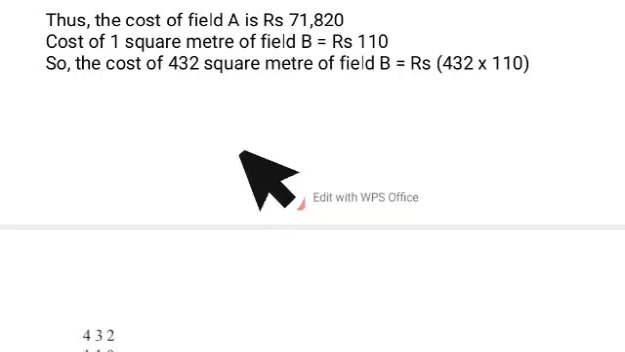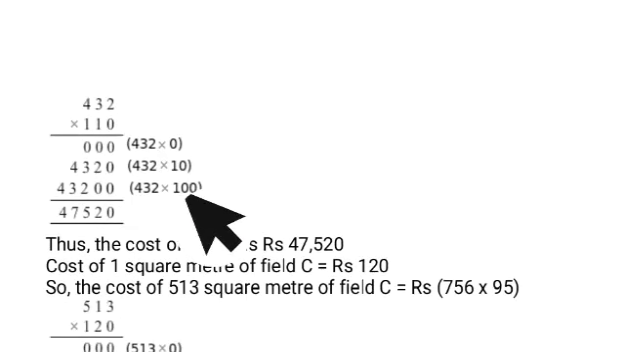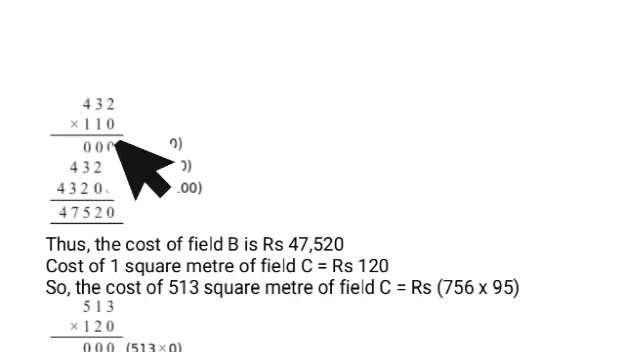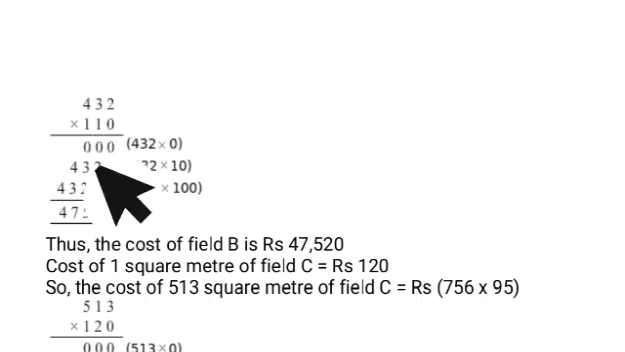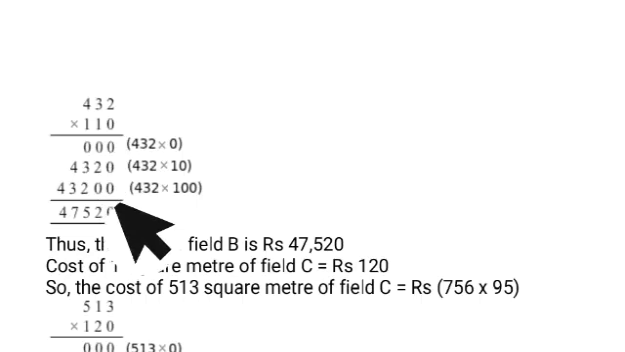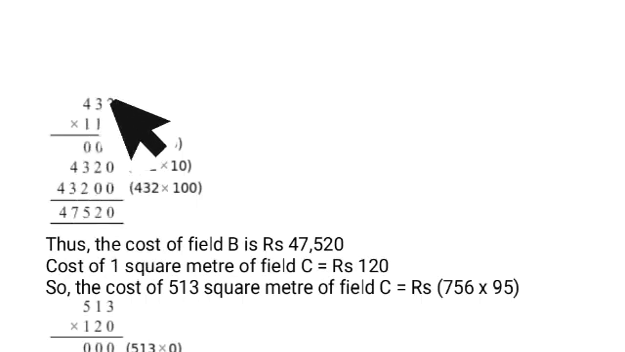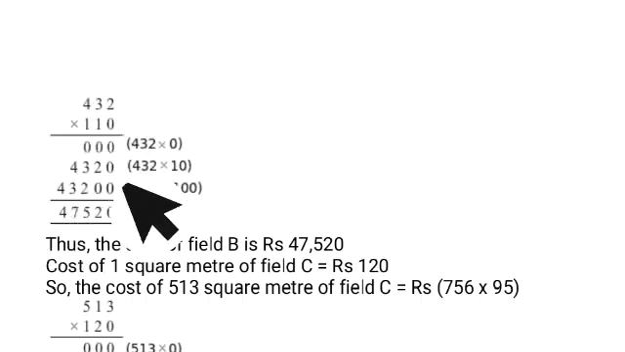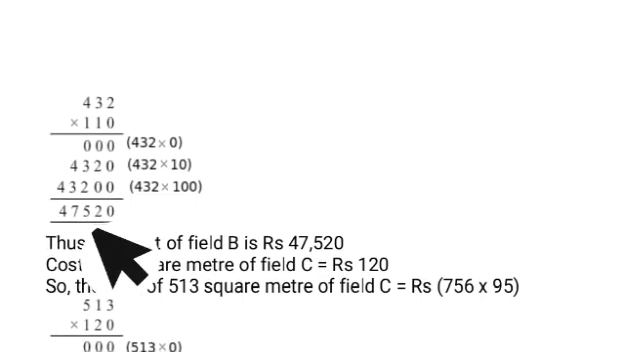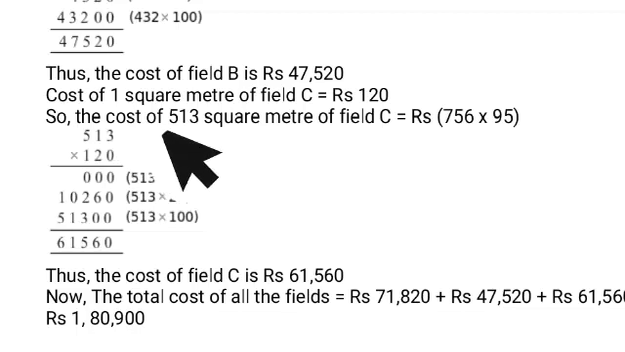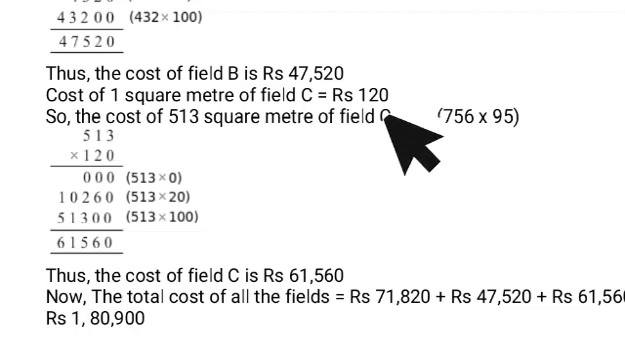So 432 multiply 110. Okay, this will be again 3 digits. So पहले 0 को multiply करेंगे 2 से, 3 से और 4 से. What we will get? 0 only. 1 एक 0 हम रख देंगे because it's tens place. 1 multiply by 2 is 2, 1 multiply by 3 is 3 and 1 multiply by 4 is 4. Then we are doing hundreds place, so we will keep here 2 0s. 1 multiply by 2 is 2, 1 multiply 3 is 3 and 1 multiply 4 is 4. If we add all this, we will get 47,520.